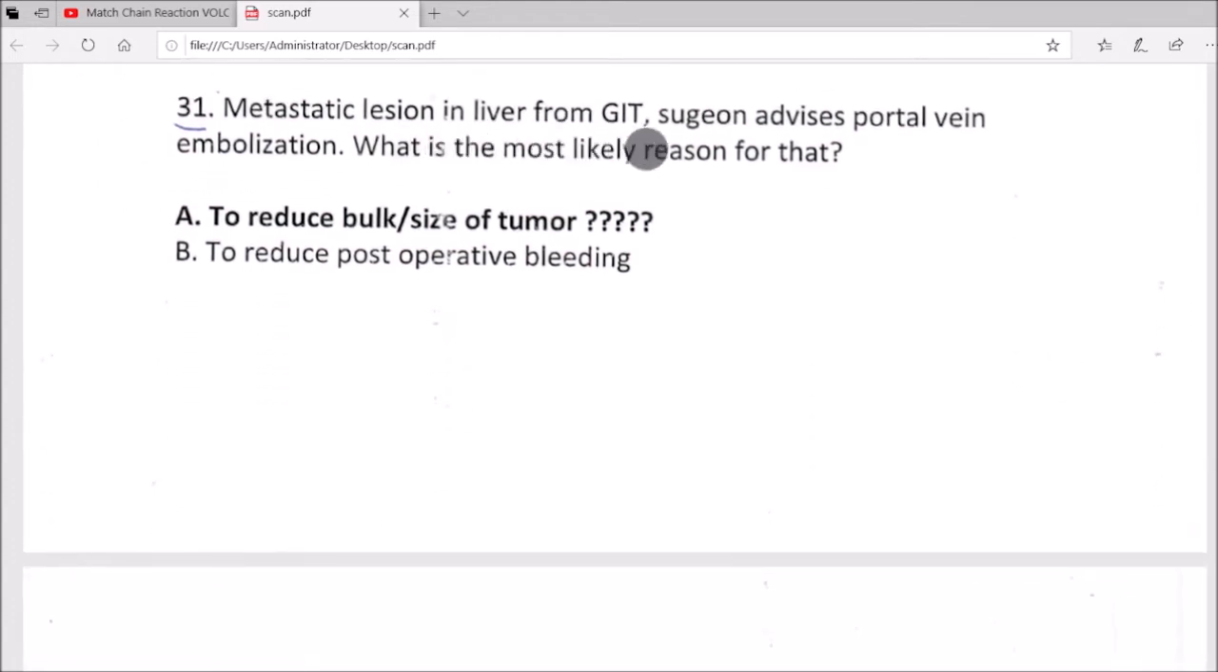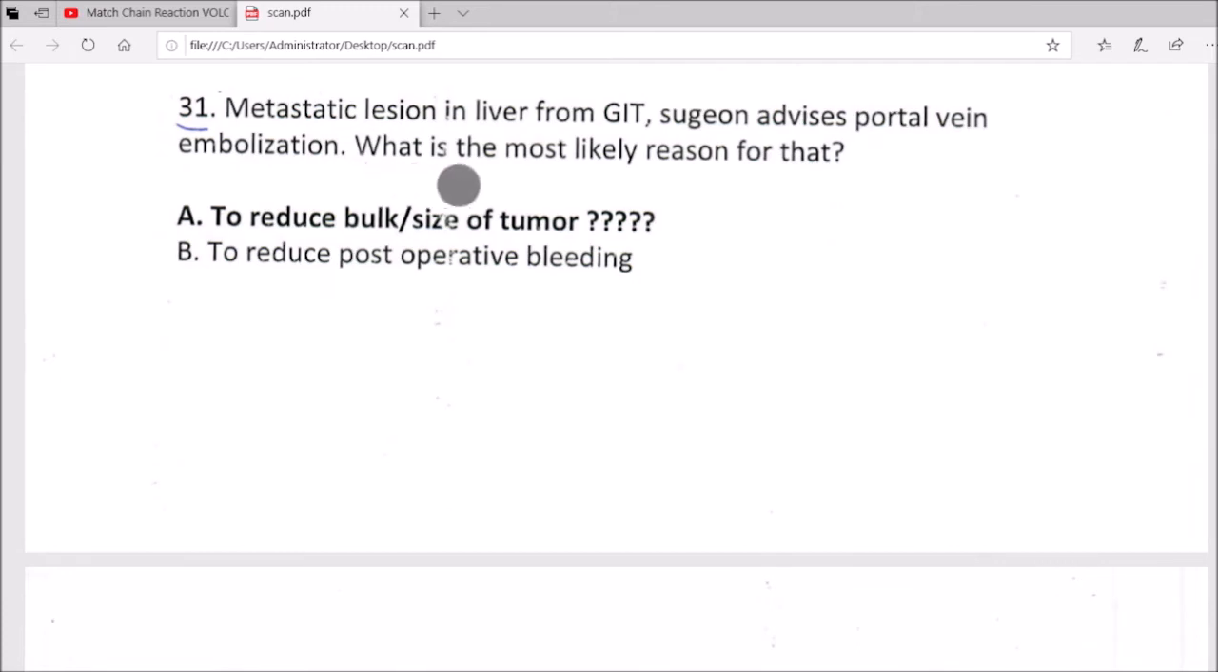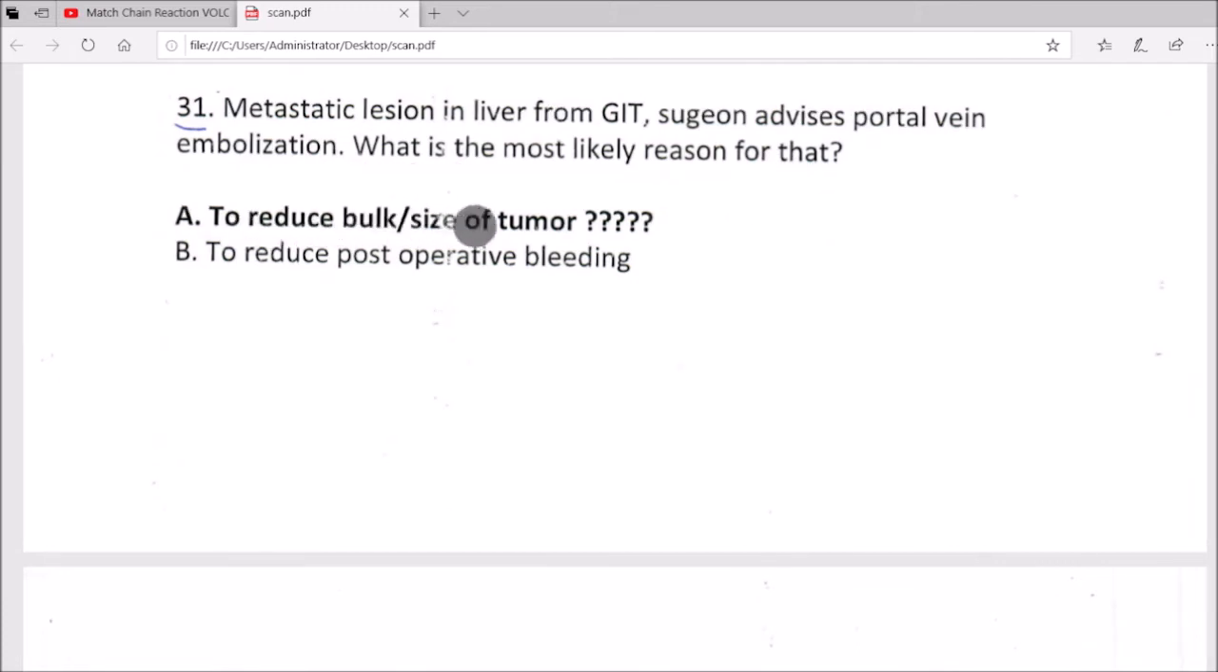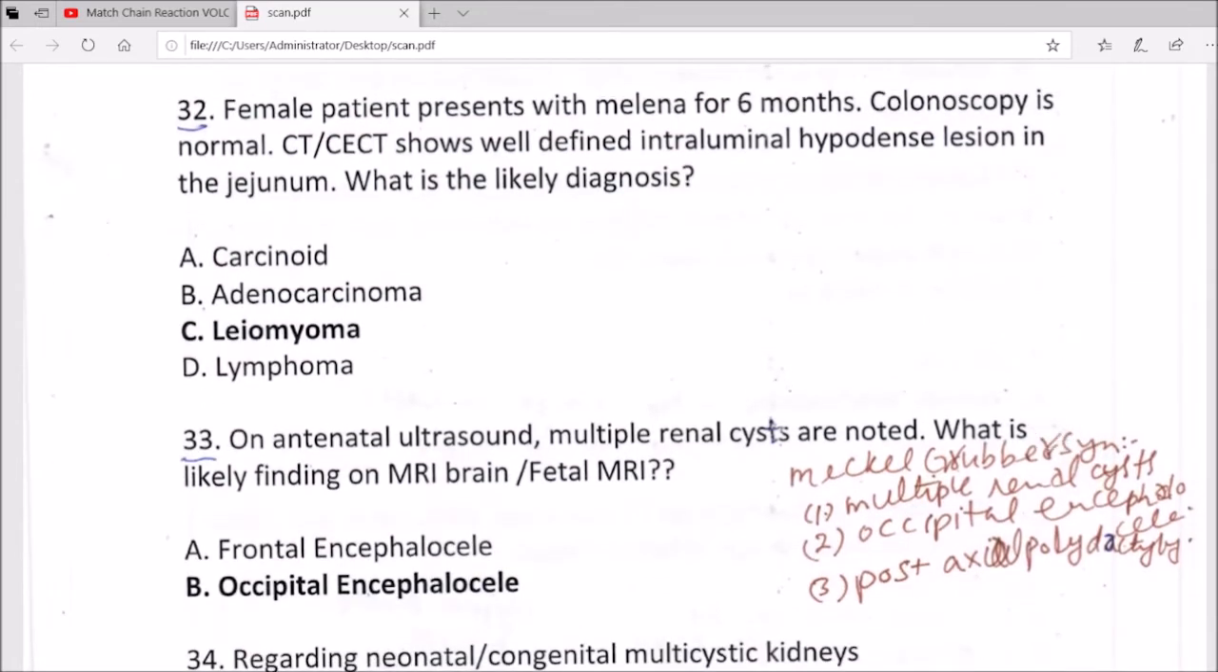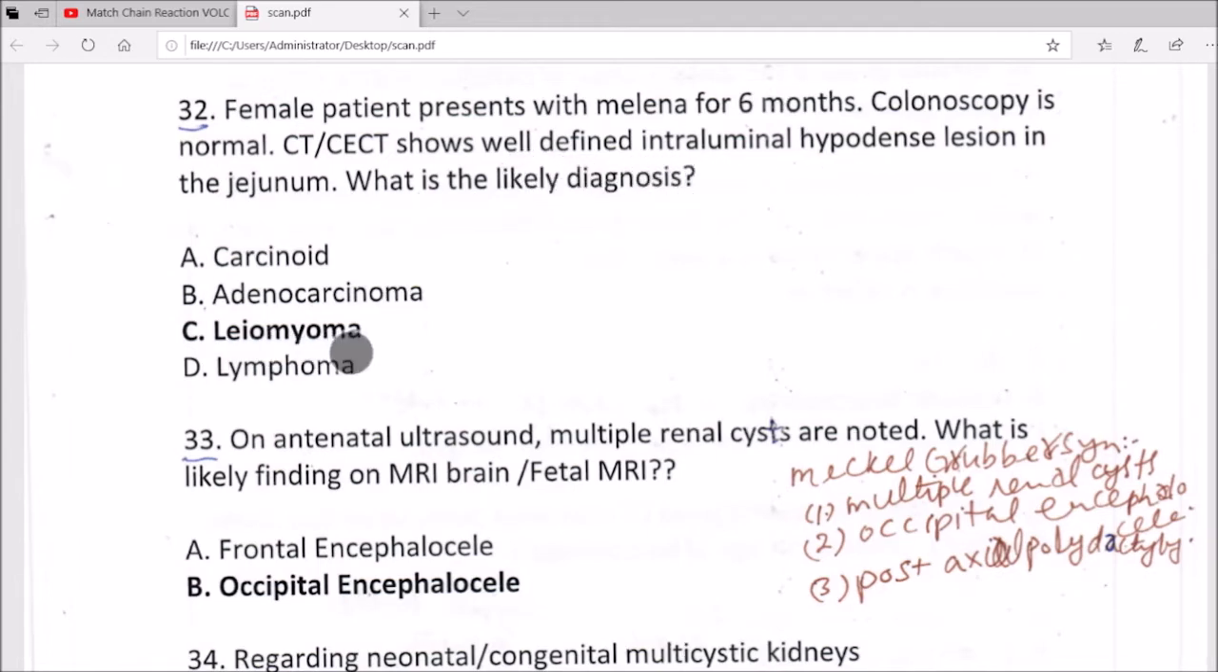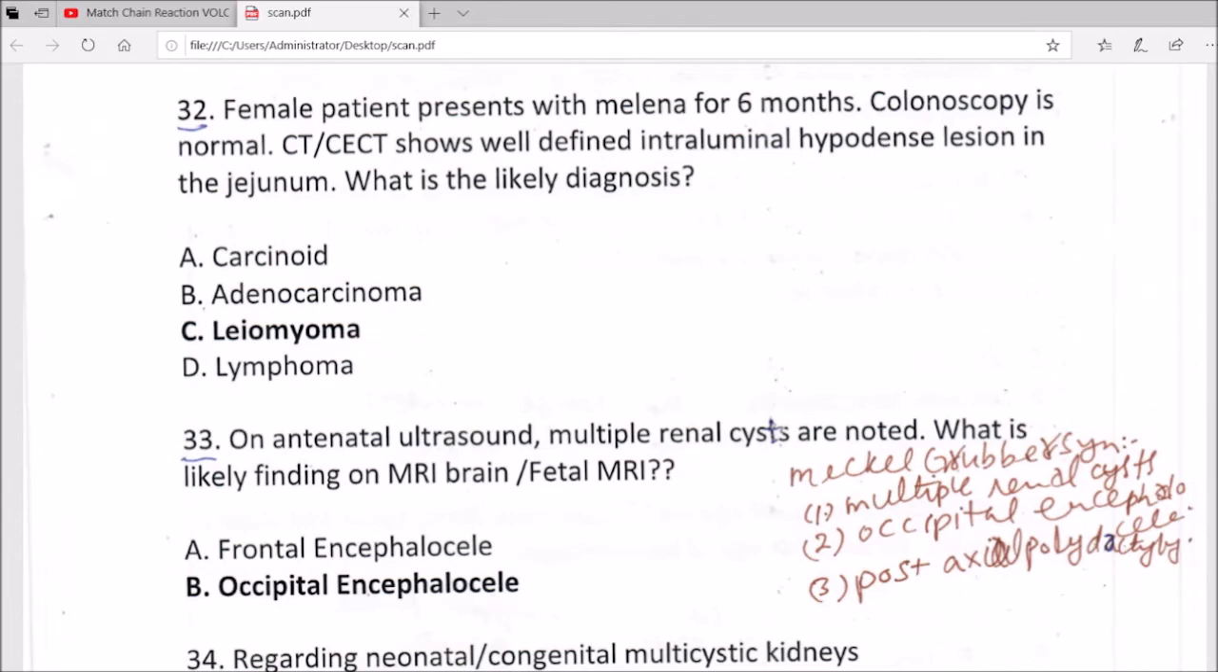31. Metastatic lesion in the liver from GIT, with right portal vein embolization. What is the most likely reason for that? To reduce bulk or size of the tumor. 32. Female patient presents with melena for 6 months. Colonoscopy is normal. CT shows a well-defined hyperdense lesion in the jejunum. What is the likely diagnosis? Tumor, myoma. Because of the well-defined lesion in the jejunum and she had melena, so diagnosed as myoma.